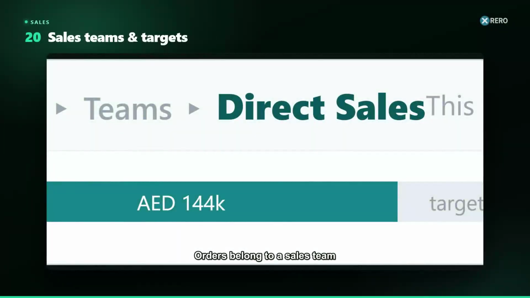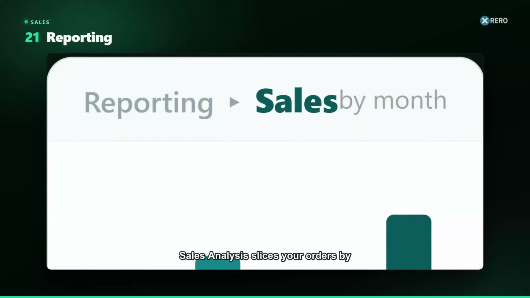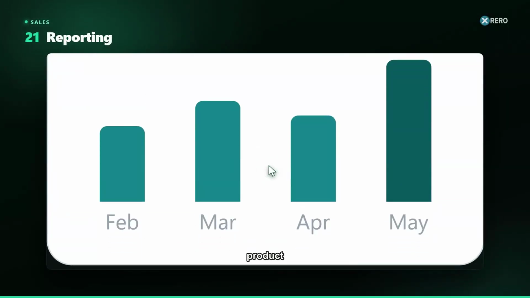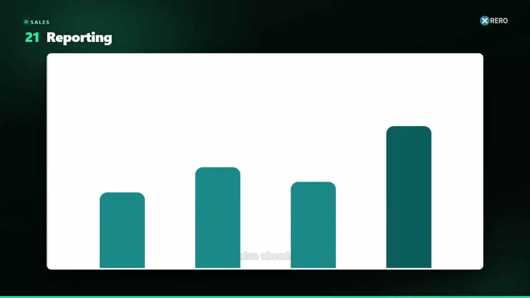Orders belong to a sales team and a salesperson. Managers set monthly targets per team and track progress, so everyone knows where they stand against goal. Sales analysis slices your orders by product, customer, salesperson, or month as charts, pivots, or lists. Spot bestsellers, watch margins, and compare periods to plan ahead.